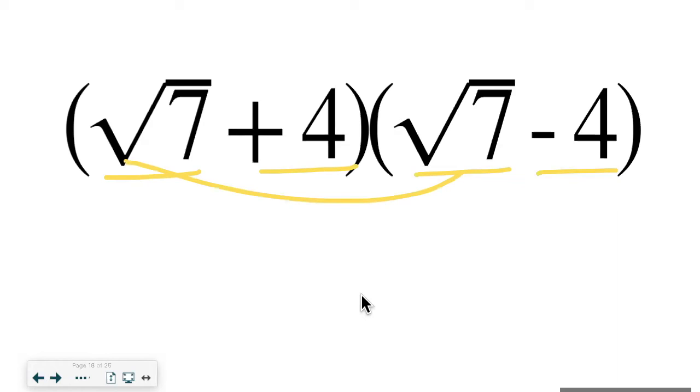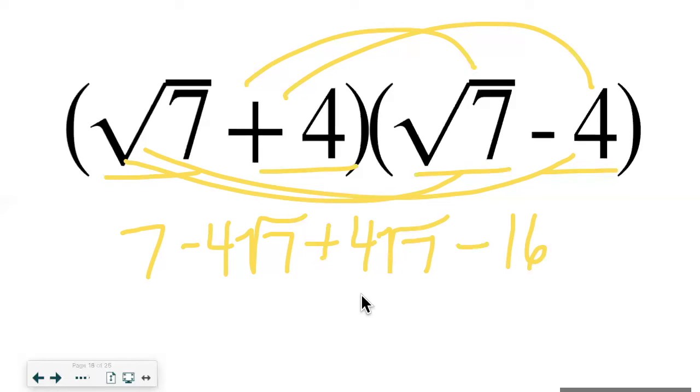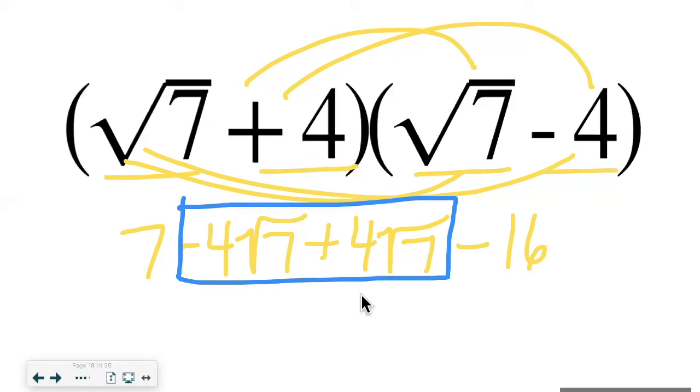Square root of 7 times the square root of 7 would be 7. Square root of 7 times negative 4 is negative 4 times the square root of 7. Positive 4 times the square root of 7. And then 4 times negative 4, negative 16. So the thing about difference of squares is that you get this zero pair here. And so you're left with 7 minus 16, or negative 9.